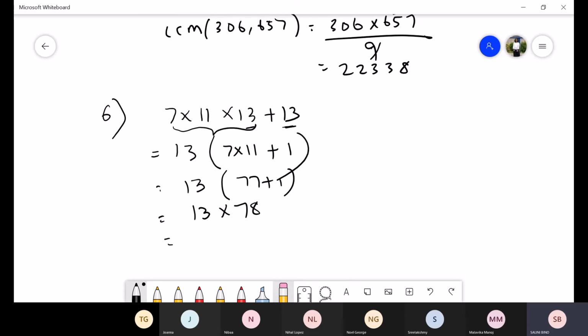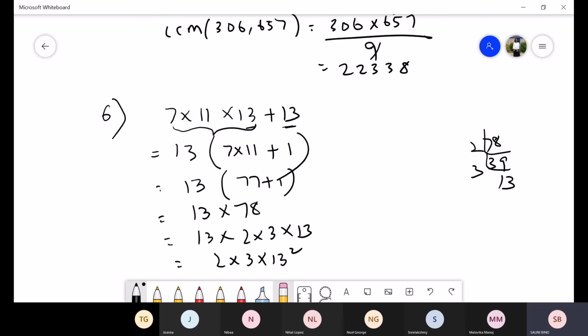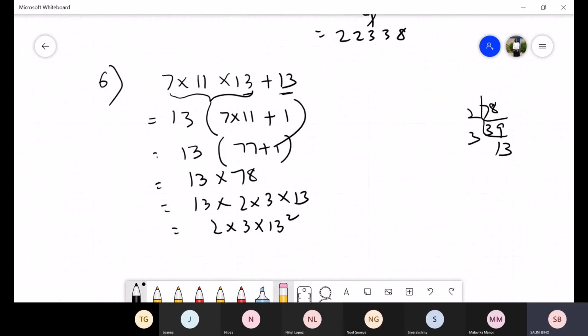Now listen, 78 is actually a composite number because we can have enough factors for 78. I'll write and show you: 78 is 2 into 3 into 13. So we can write 13 into 78 as 2 into 3 into 13 square, because two 13s are there, right? So it is very clear that the given expression is a composite number.